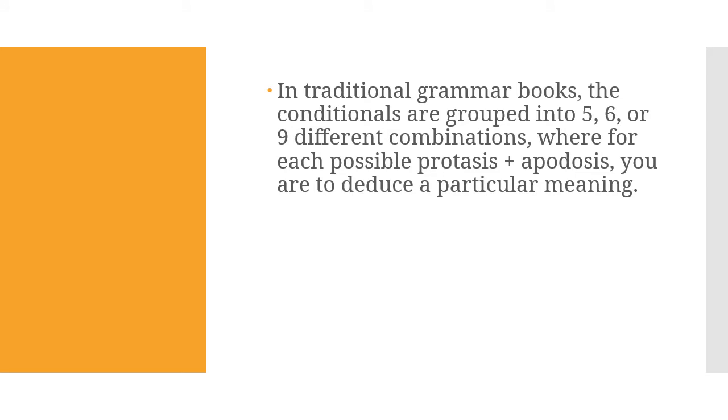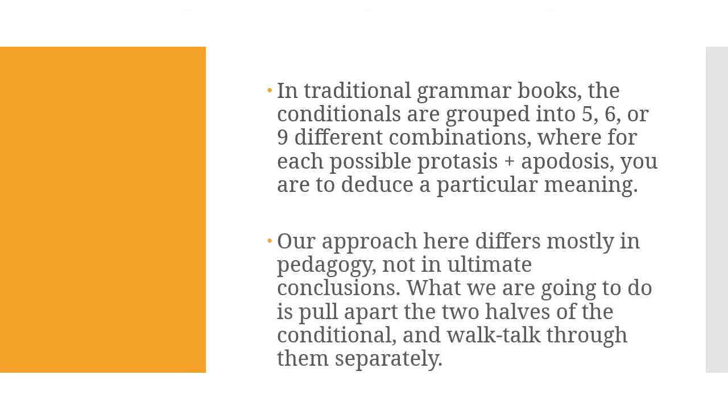In traditional grammar books, especially learner-oriented ones, the conditionals are grouped together into 5 or 6 or 9 or other numbers, different combinations, where for each possible protasis plus apodosis, you are to deduce a particular meaning. So if the protasis has this and the apodosis has this, then it's XYZ type of conditional. That's the traditional approach. We're going to do something a little bit differently.